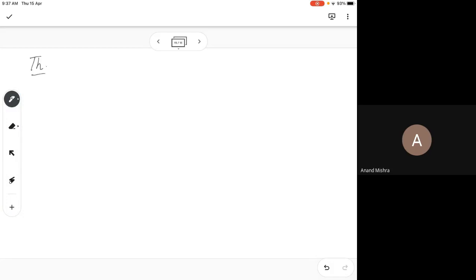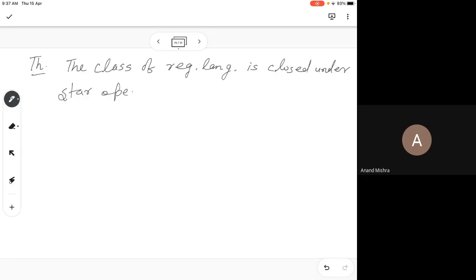Is the class of regular languages, reglang, closed under the star operation? Star operation means you do either 0 times or multiple times. So what is a star operation?